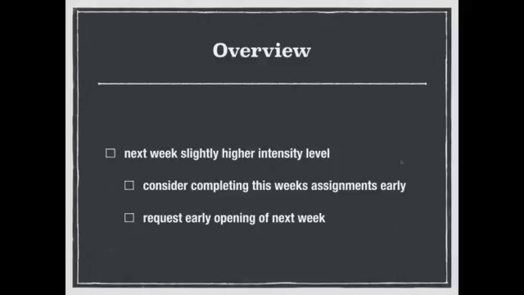Also, you might want to keep in mind that the week following this, week 7, is going to be slightly higher in intensity. I think it will be the equivalent of week 2 in level of intensity. So be aware of that and plan accordingly. You should definitely consider completing the assignments early for week 6 so that you can have the week 7 assignments open to you early, so you can have some additional time due to the fact that week number 7 is going to be one of the more intense weeks of this semester.